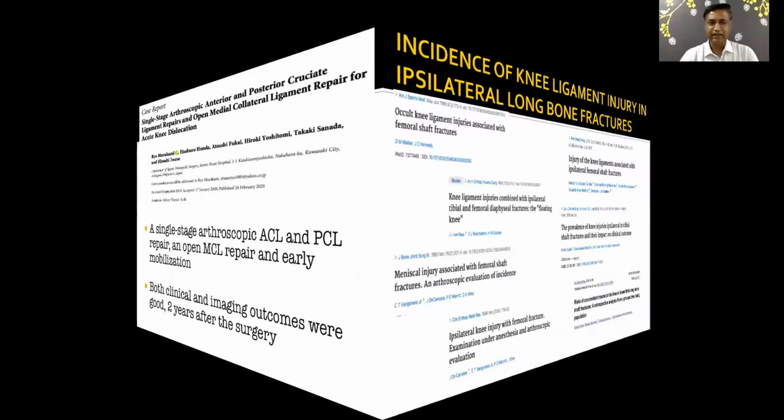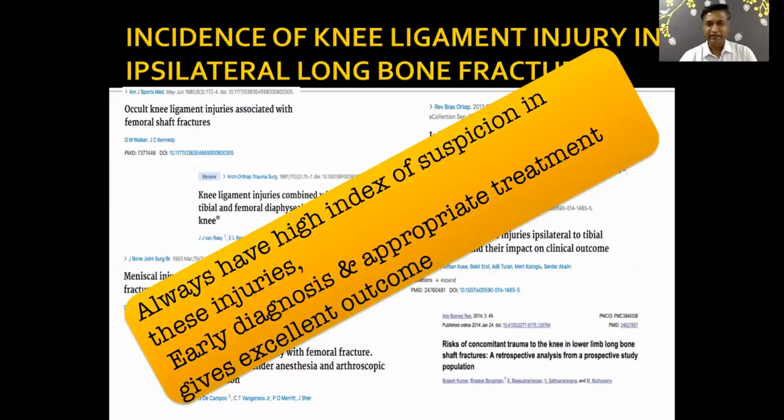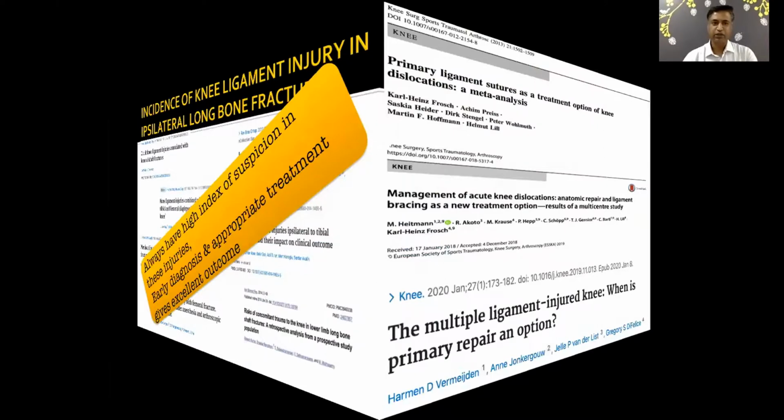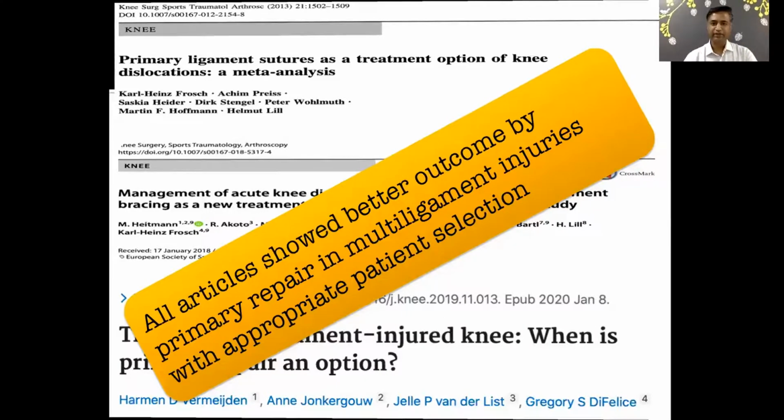So there are several articles that have looked at the incidence of ligamentous knee injuries with ipsilateral long bone fractures. So we should always have a high index of suspicion when you are treating these kind of injuries. As a trauma surgeon, you should not miss the knee injuries in these long bone fractures, and by doing an appropriate repair or reconstruction, you can have a satisfactory outcome. So this is again similarly a multiligamentous knee injury. If you are able to identify it on the MRI, you can select your patient and do a primary ligament repair. So these patients do have an excellent outcome.